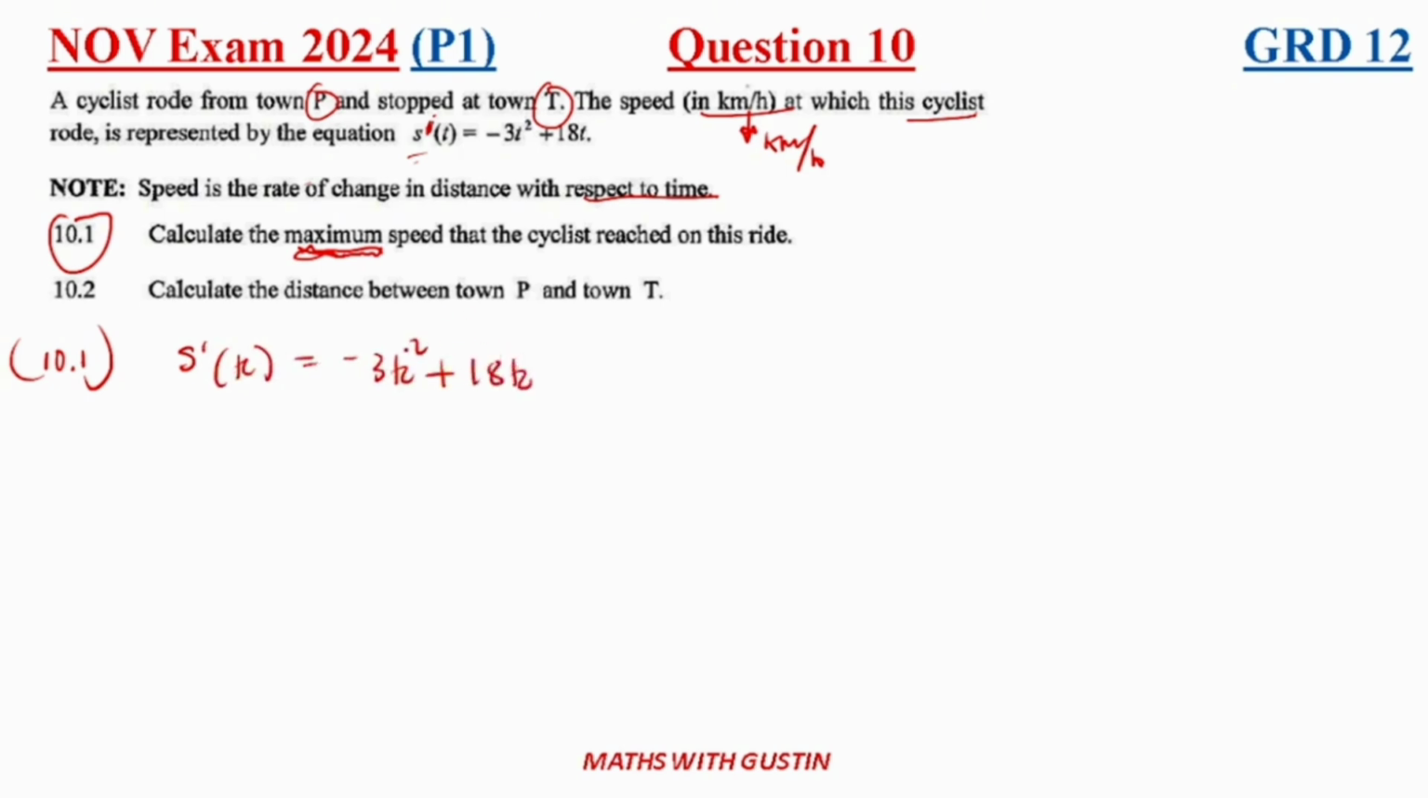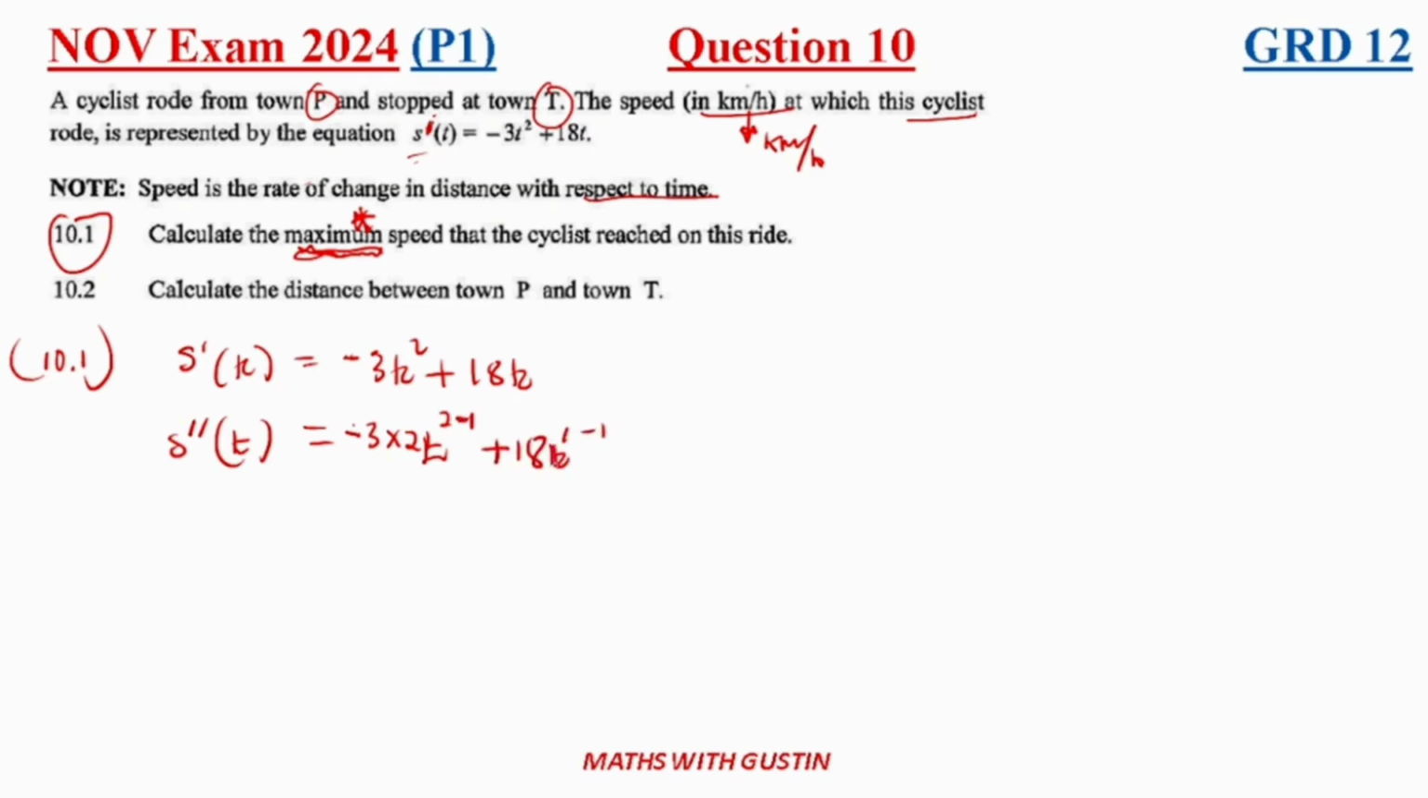So this equation represents the speed, but we're looking for the maximum speed reached. So we need to get the time of the maximum. So what do you do now? We must take the second derivative and equate it to 0. So for the second derivative, you're going to bring down the 2 here, which is going to be negative 3 times 2 into t to the power of 2 minus 1, and then here we're going to have 18 times t to the power of 1 minus 1.